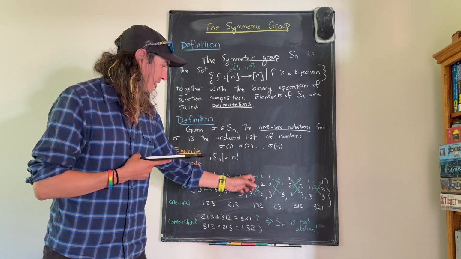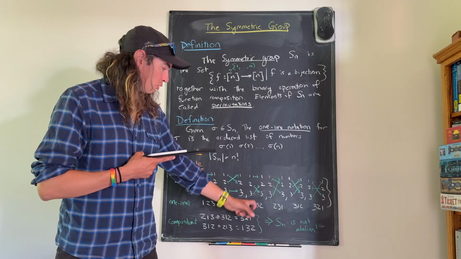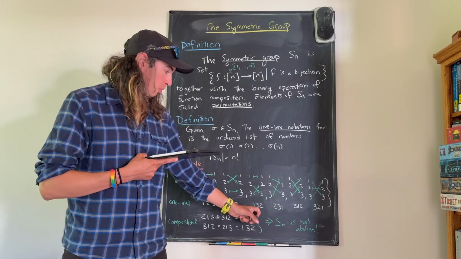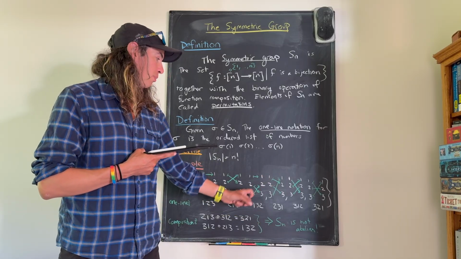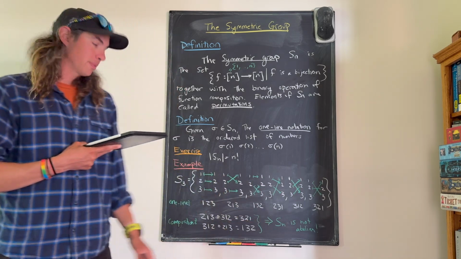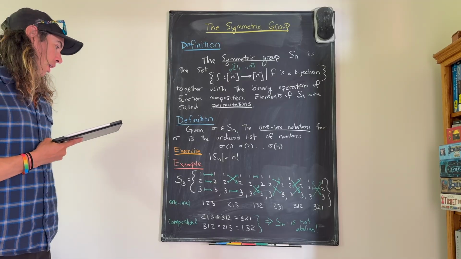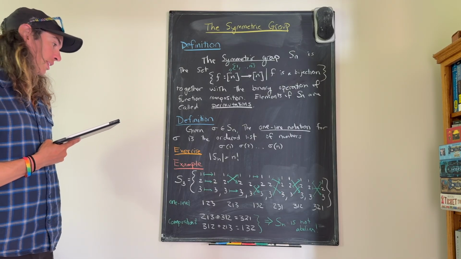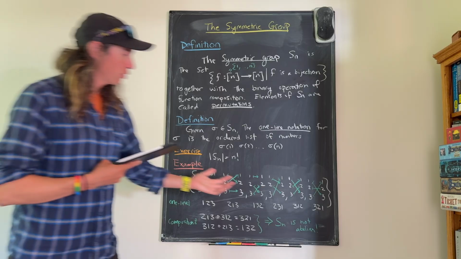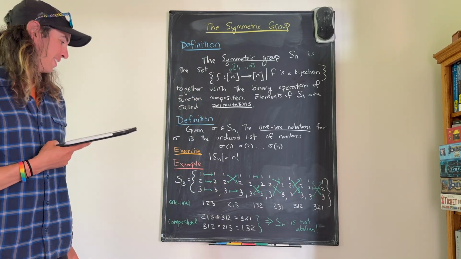Let's do one more. Here, 1 gets sent to 1, so I'll put that first, and then 2 gets sent to 3, so I put that in the next slot, and then 3 gets sent to 2, and I put that in the third slot. Hopefully that makes sense, and you can check the rest of them. Hopefully I've done that right.